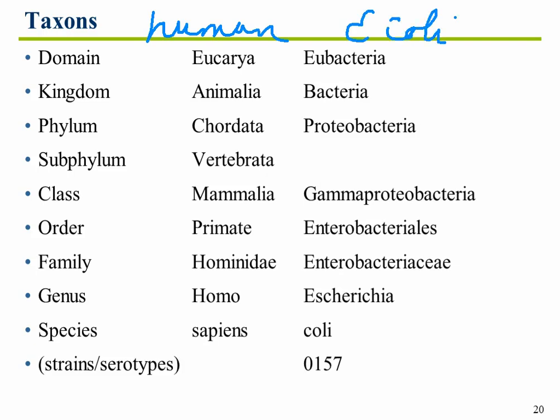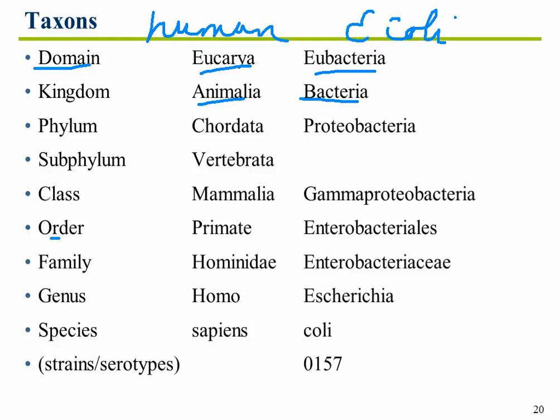So we have two different domains, eukarya versus eubacteria. Kingdoms, we're in the animal kingdom. Bacteria, I'll just call them bacteria kingdom. Then we've got phylum, subphylum, class, and so on. You don't need to know all this. Many of these taxonomic ranks, like orders and families and classes, you don't actually even find in the bacteria.